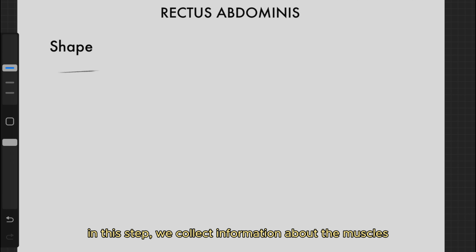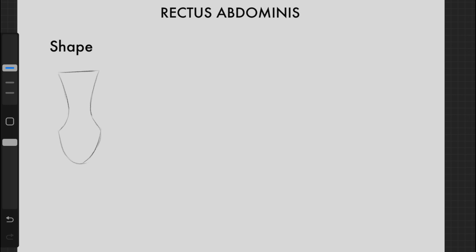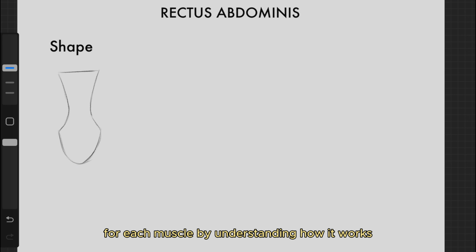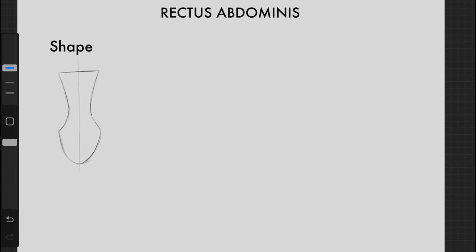In this step, we collect information about the muscles we're studying. This will help you create a memory library for each muscle by understanding how it works, its functions, and where it's placed. By actually learning the muscles instead of just copying their outline, you can later change and idealize them when creating your own characters.